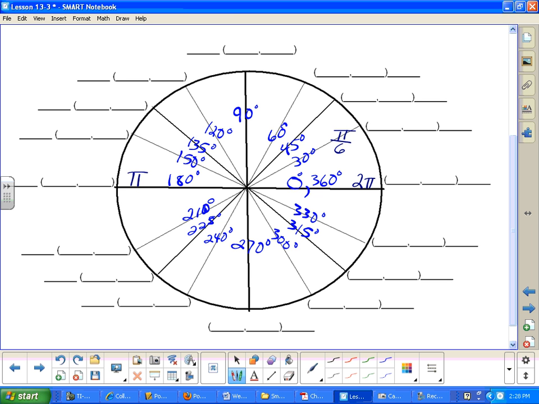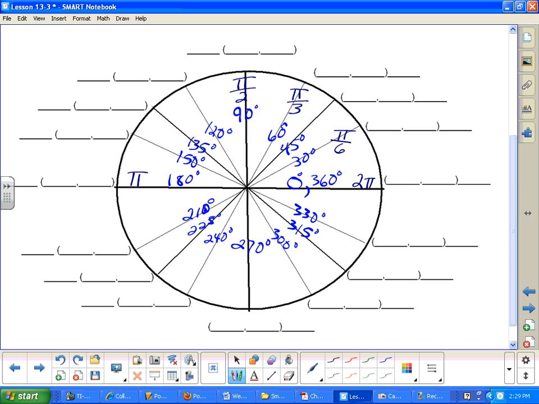And so just like we counted by 30s, we're going to count by 6ths. So after 1/6, I have 2/6. At 60 degrees, I have 2/6, but 2/6 is the same as what? 1/3. So at 60 degrees, I have pi over 3. Then at 90 degrees, I have 1/6, 2/6, and then what comes after 2/6? 3/6, which is 1/2. So this is pi over 2.